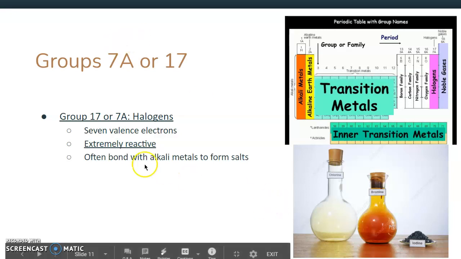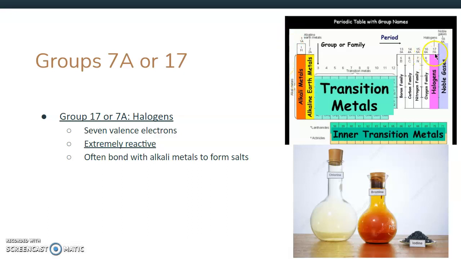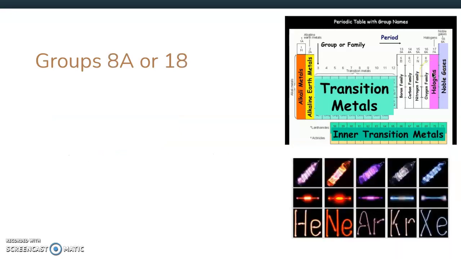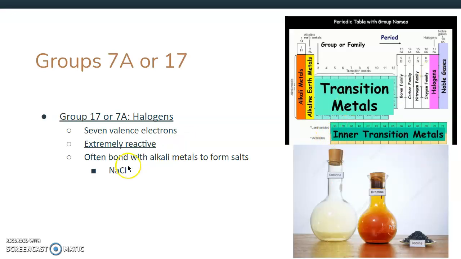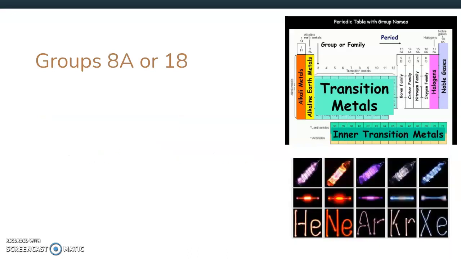They often bond with our alkali metals. Our alkali metals want to give up 1 electron, and our halogens want to take 1 electron from someone else. So those 2 families often work well together, and they often form salt. A great example is sodium, which is number 11, and calcium, which I think is number 17. They come together to make NaCl, which is table salt. So whenever we put salt on our food, we are putting sodium chloride, NaCl.